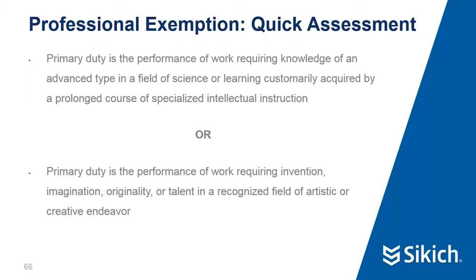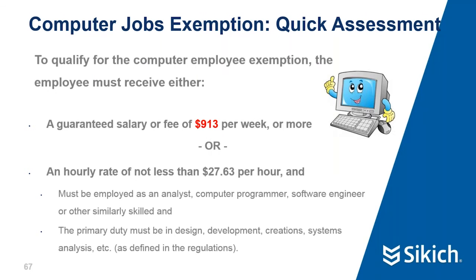Then you have your professional exemption again. Computer exemptions, which I had talked about earlier, is an hourly rate of $27.63 per hour, which was not adopted in Illinois. There's a guaranteed salary or fee of $913 per week. And to qualify, they cannot be part of a help desk environment. So a help desk environment does not fall under that description; they must be employed as an analyst, computer programmer, software engineer, or other similarly skilled.